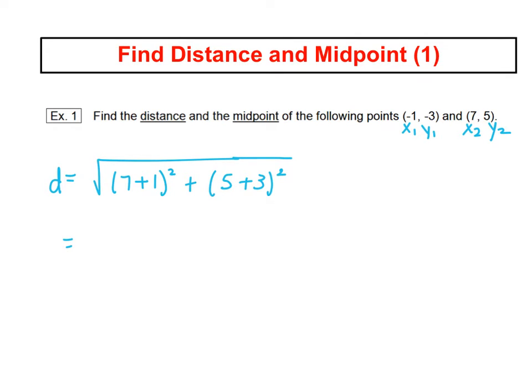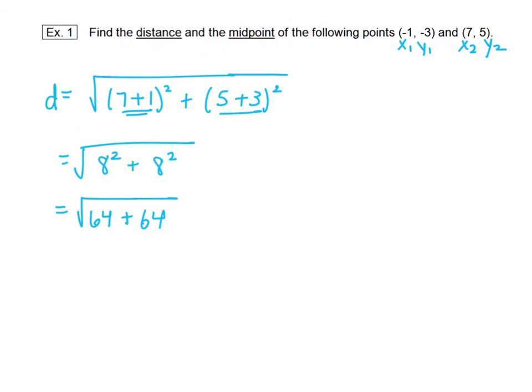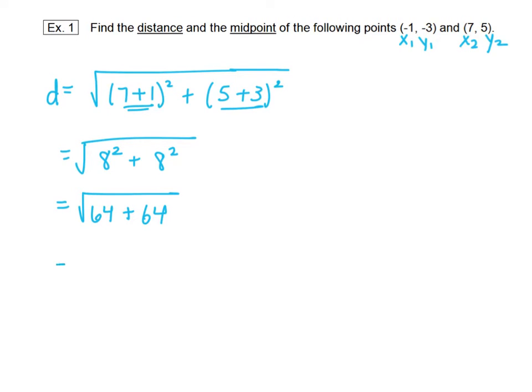Alright, so order of operations, first we have to do inside our parentheses. 7 plus 1 is 8 squared, plus 5 plus 3 is 8 squared. 8 squared is 64 plus 64. And then we have the square root of 128.